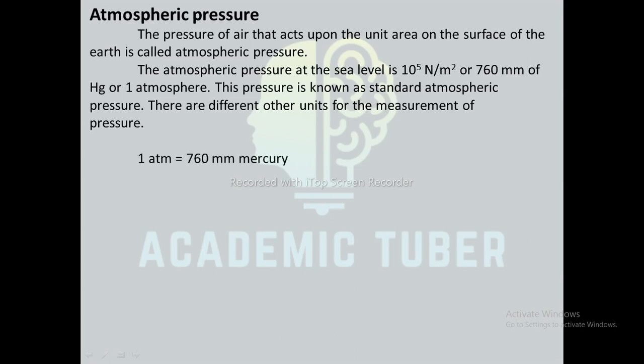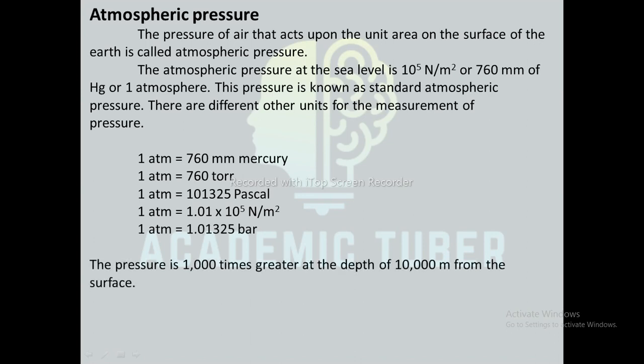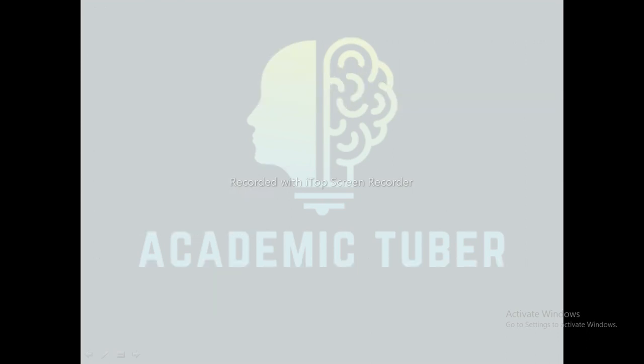1 atmospheric pressure equals 760 mm of mercury. 1 atmospheric pressure equals 760 torr. 1 atmospheric pressure equals 1,01,325 Pascal. 1 atmospheric pressure equals 1.01 into 10 to the power 5 Newton per meter square. 1 atmospheric pressure equals 1.01325 bar. The pressure is 1000 times greater at a depth of 10,000 meters from the surface.